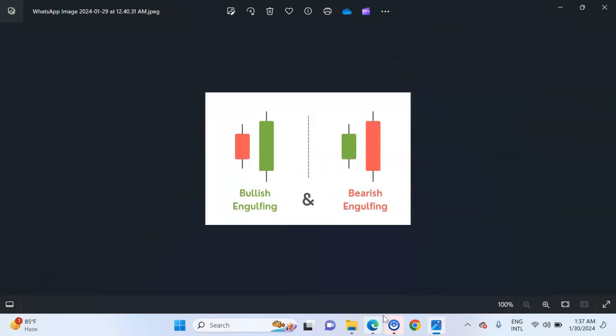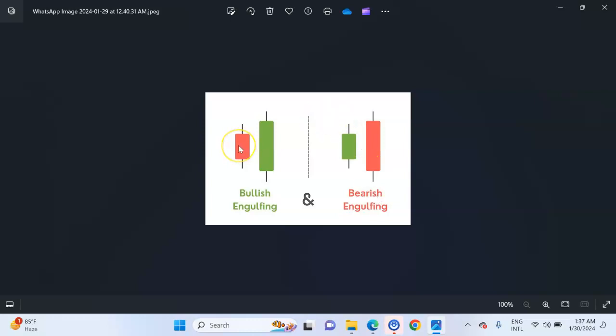The engulfing pattern is of 2 types, the bullish engulfing and the bearish engulfing. So what is the engulfing pattern? As the name suggests, you have 2 candlesticks formed together in which one candlestick engulfs the other. There are 2 candlesticks in an engulfing pattern, and one candlestick engulfs the other, which means one candlestick is much bigger than the other.